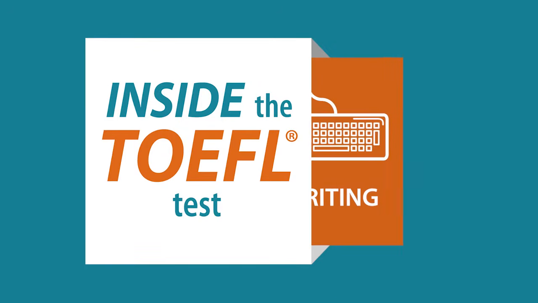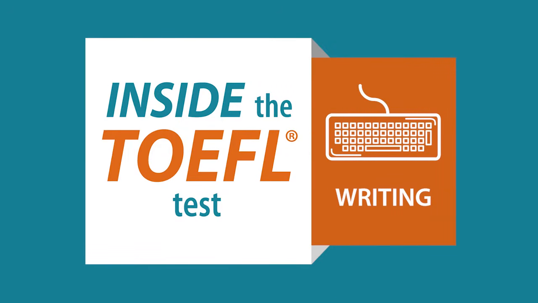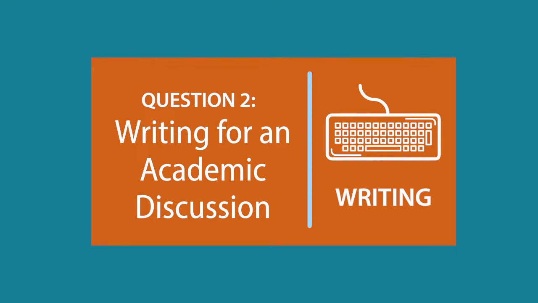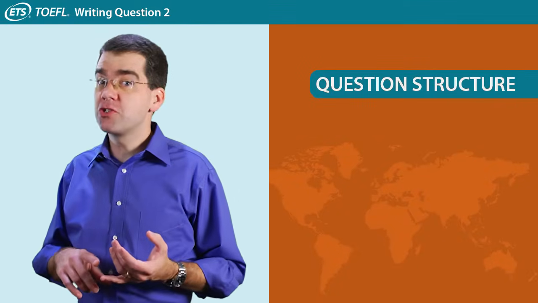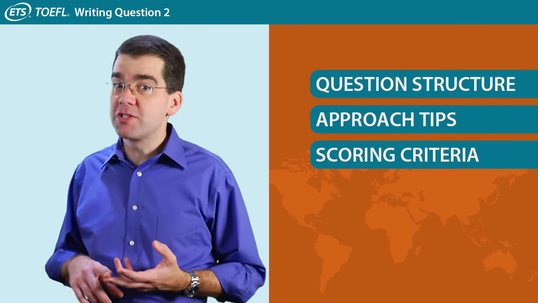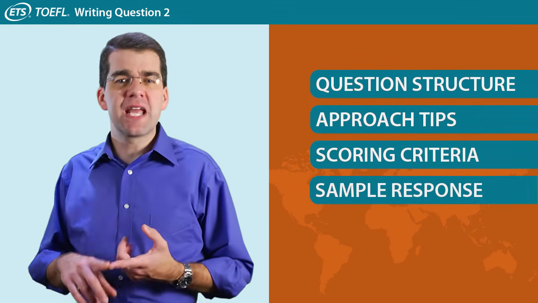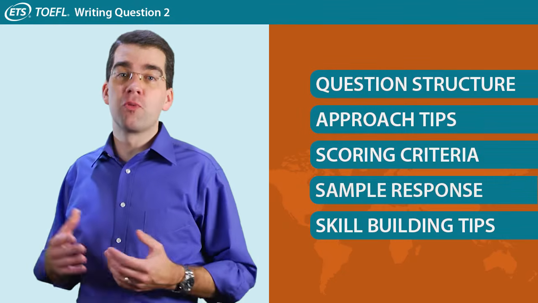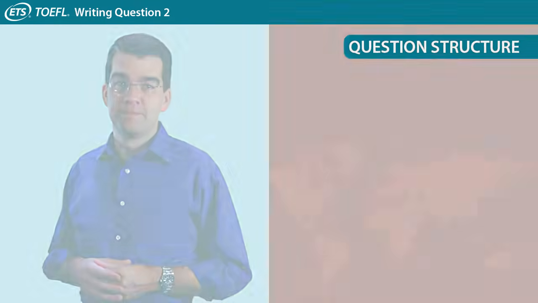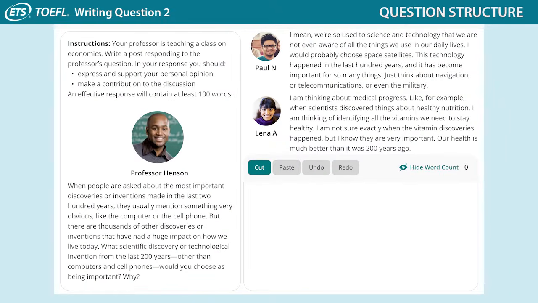Today, we're going inside the TOEFL iBT writing section, specifically Question 2, the writing for an academic discussion task. So in the next few minutes, we're going to look at how the question is structured, how to approach the question, and how your response is scored. We'll look at a sample response that received a high score, and we'll give you some tips for improving your writing skills. So here's generally what the writing for an academic discussion task will look like.